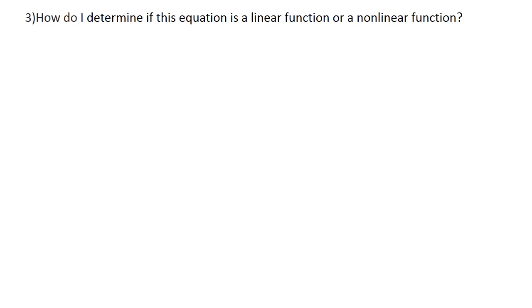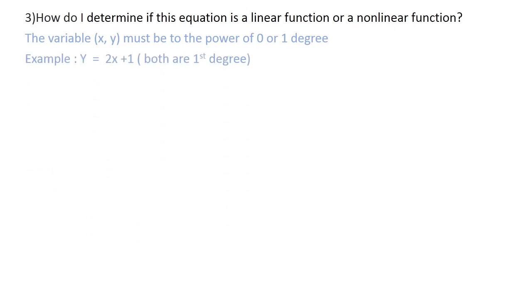Now, if we have a mathematical equation and we want to know if it is linear or not, how do we do this? By a simple rule. We check the variables x and y, and they must be to the power of 0 or 1. Let's take an example: y equals 2x plus 1. Here, the variables x and y are to the power of 1, so this equation is linear. Let's take some more examples in the next table.